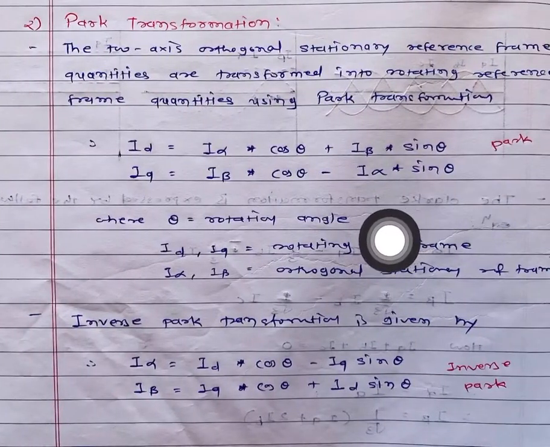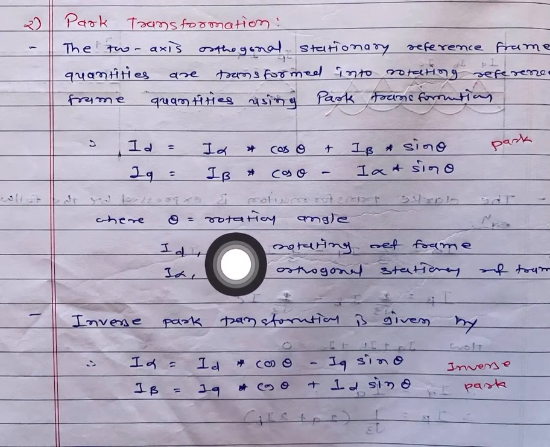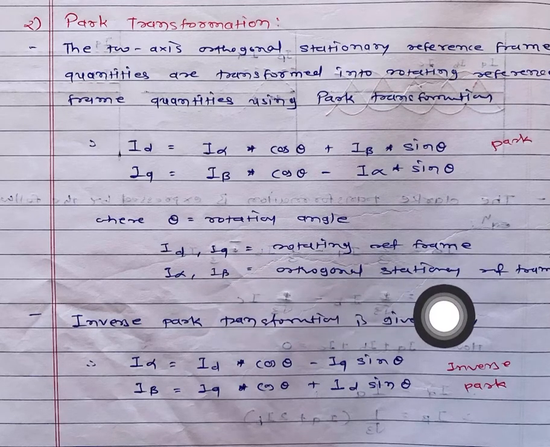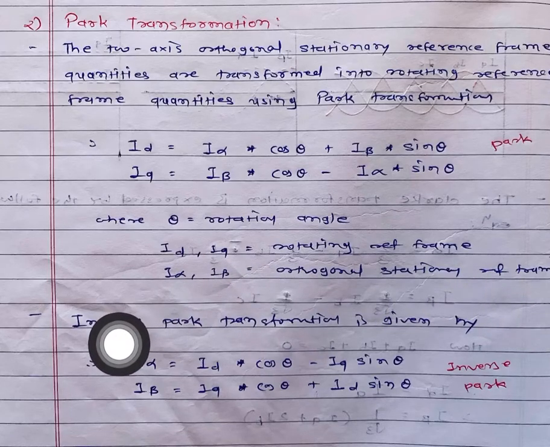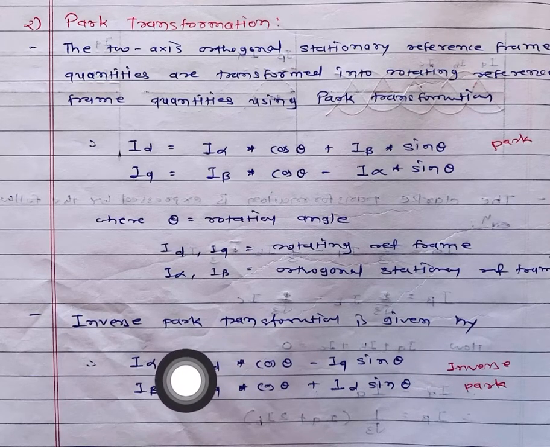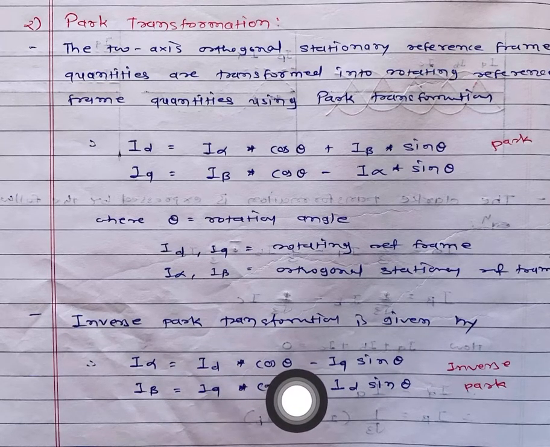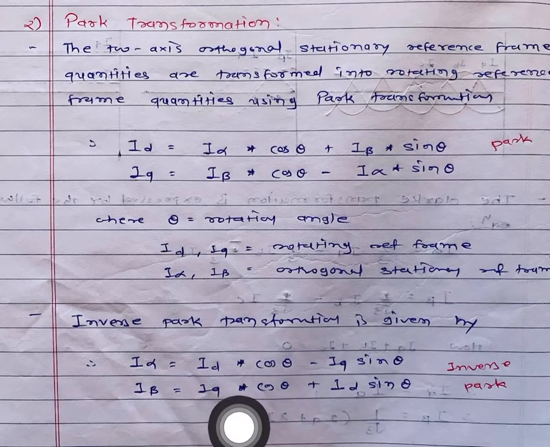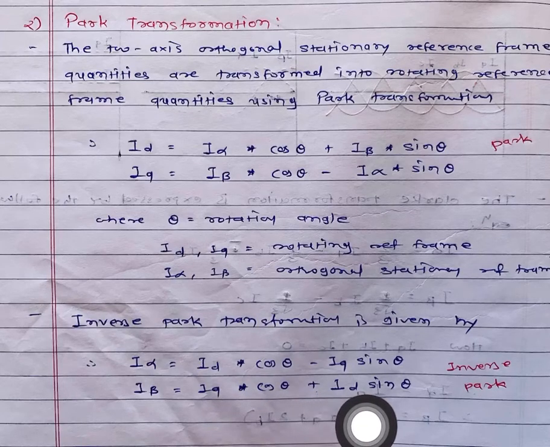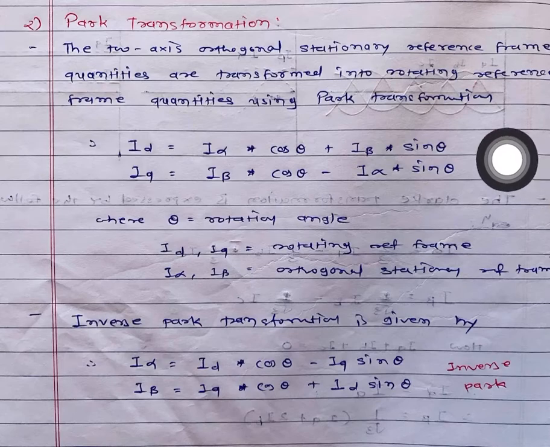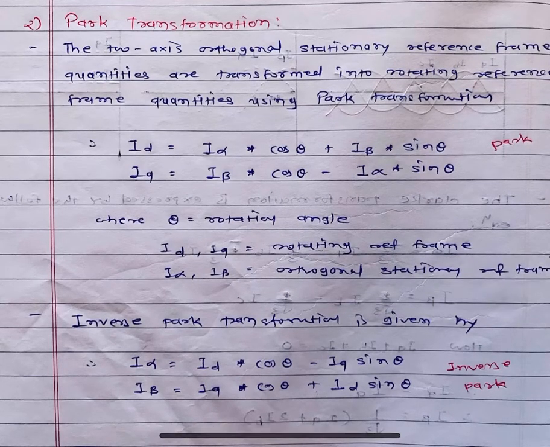Where theta is the rotating angle, ID and IQ are the rotating reference frame quantities, and I alpha and I beta are the orthogonal stationary reference frame quantities. And for the inverse Park transformation, I alpha is given by ID cos theta minus IQ sin theta, and I beta is equal to IQ cos theta plus ID sin theta. So we have to remember both equations for the Park transformation.